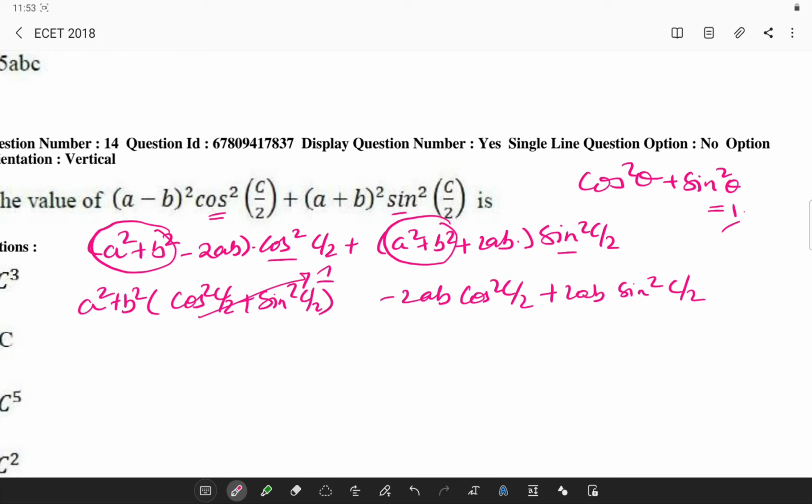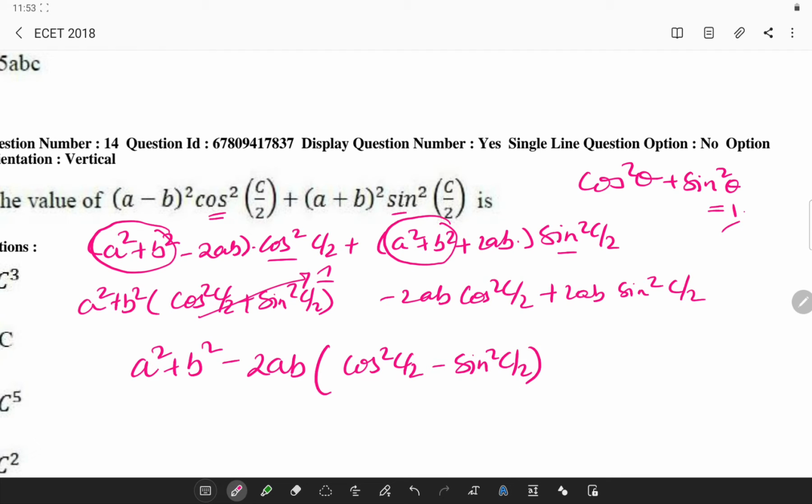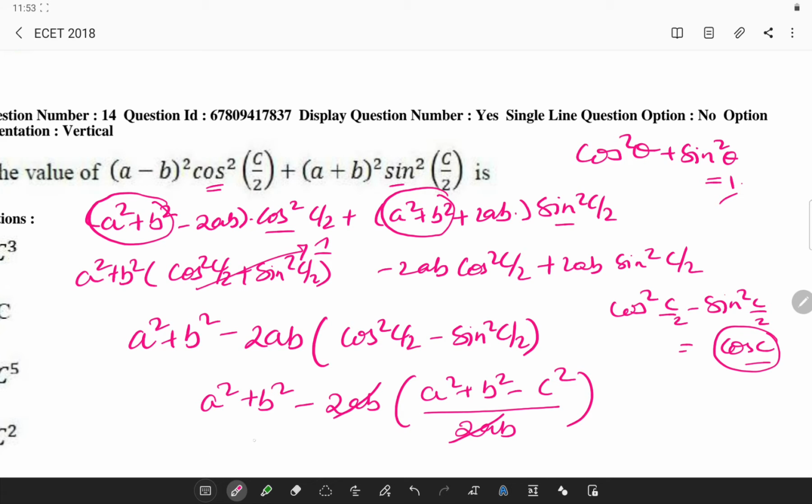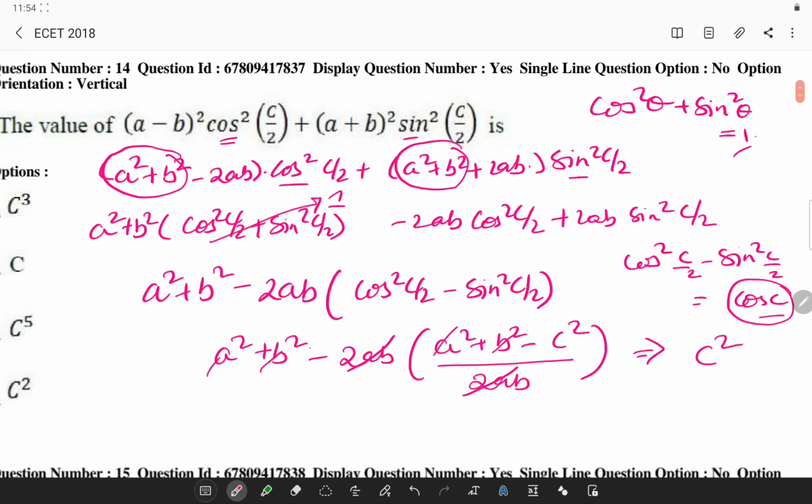So I can simply take 2ab common, so that I'll be left with cos square c by 2 minus sin square c by 2. Now cos square of c by 2 minus sin square of c by 2 is nothing but cos c. So if I substitute the formula of cos c here, I'll be left with a square plus b square minus 2ab into, the value of cos c is a square plus b square minus c square divided by 2ab. So the a square plus b square and everything is cancelled, and I'll be left with minus of minus of c square, which is c square.